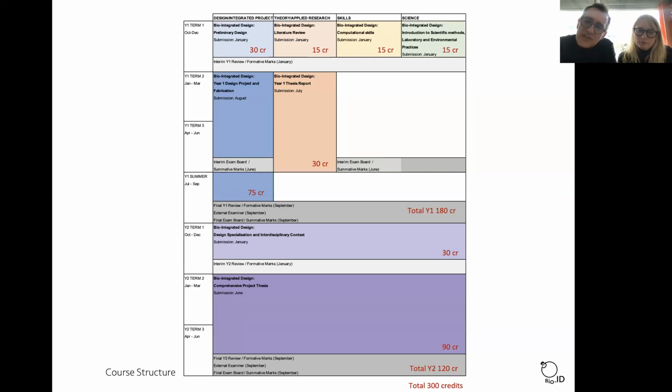And as you can see, it's 180 credits in the first year, 120 credits in the second year, altogether 300 credits. It's a very intense educational program. So there's many contact hours between tutors, this ecology of people who we have around, and seminars, workshops, etc., and other activities that students have in order to get sufficient input.